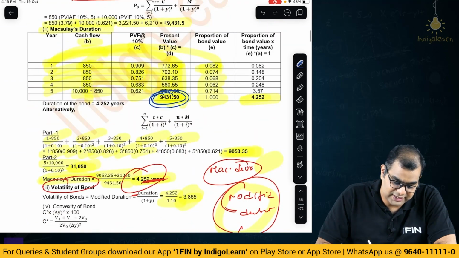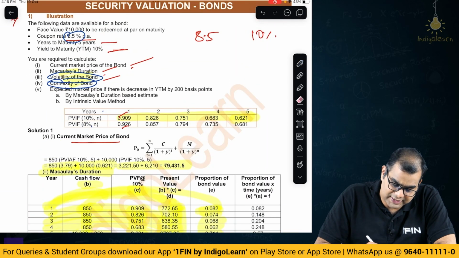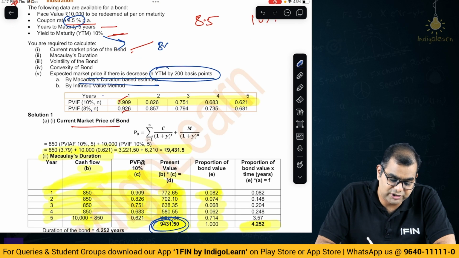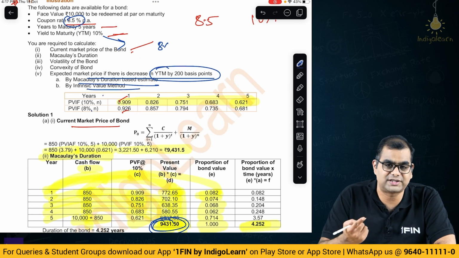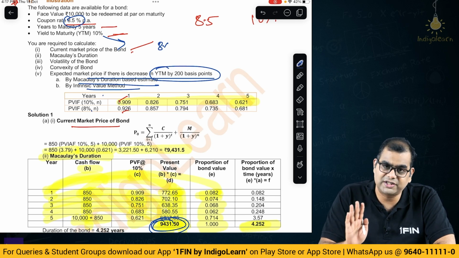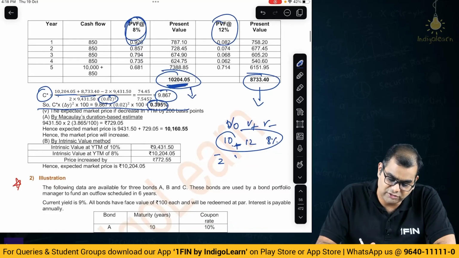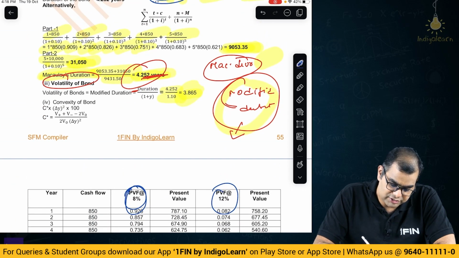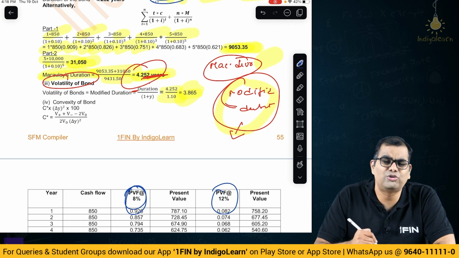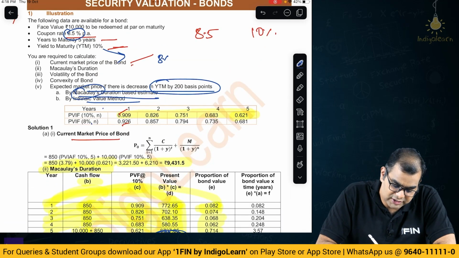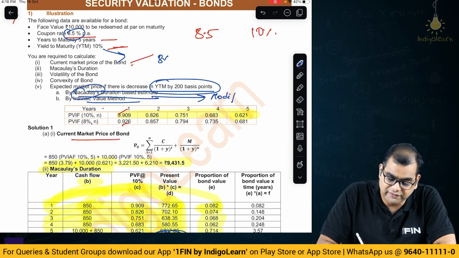Now, what is the next question that they have asked? Expected market price if there is a decrease in YTM by 200 basis points by Macaulay duration method and intrinsic value method. Macaulay duration is only the first change, not the second change of convexity, but they are asking only the first derivative, Macaulay duration. What is the Macaulay duration? We found out the Macaulay duration is 4.23, but you don't compute a change due to Macaulay duration, you compute it by modified duration. So, this part is wrong. So, this is not Macaulay, this is modified. This is modified duration.